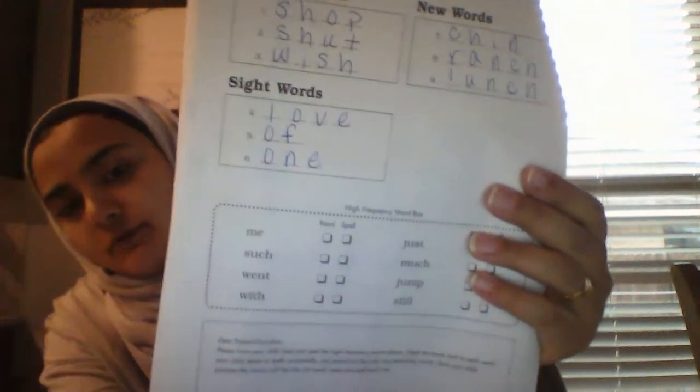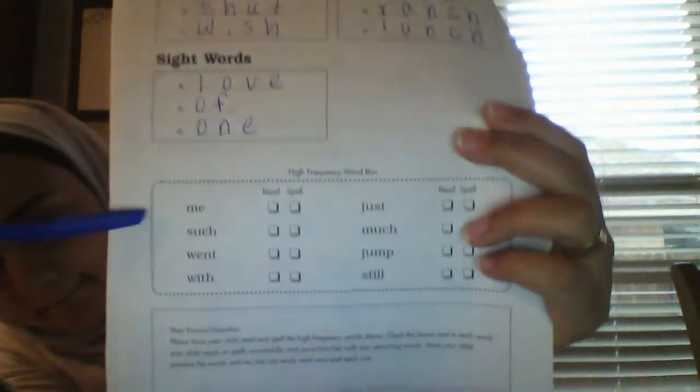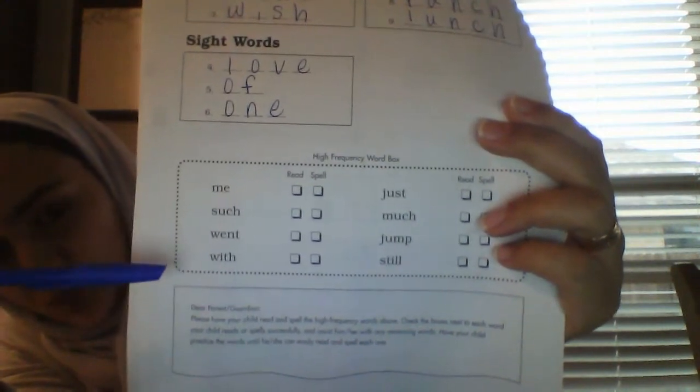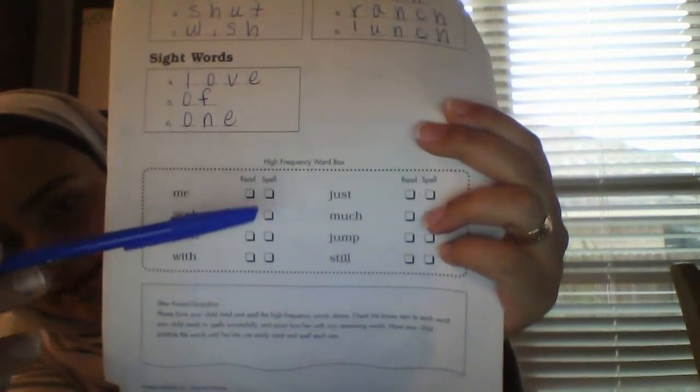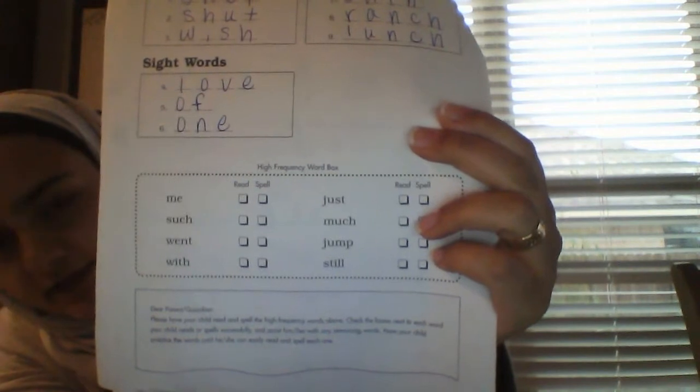And then I want you to read all these words. Let's read them together. Me, such, went, with, just, much, jump, still. And then write the words next to it just once.